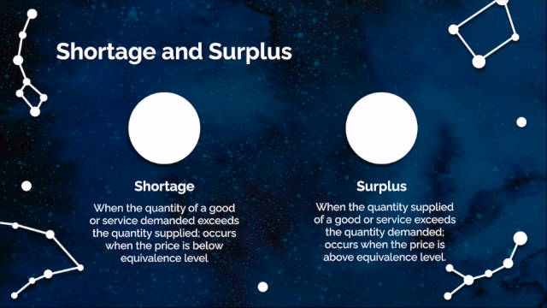Shortage and surplus of goods. So the shortage of a good is when the quantity of a good or service demanded exceeds the quantity supplied, and it occurs when the price is below the equilibrium level. The surplus of goods is when the quantity supplied of a good or service exceeds the quantity demanded, and it occurs when the price is above the equilibrium level.